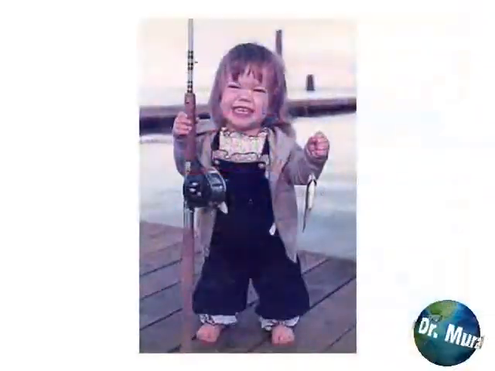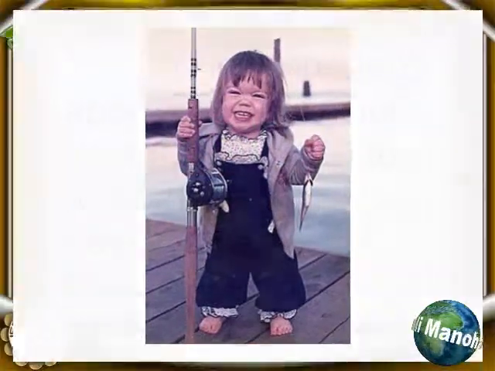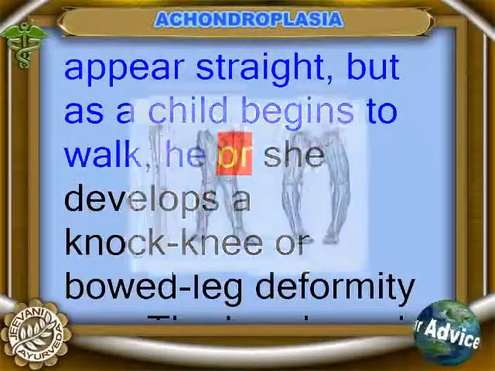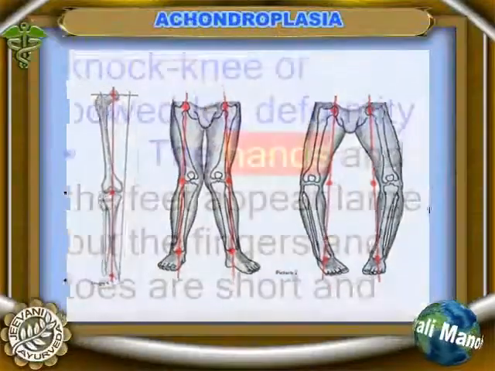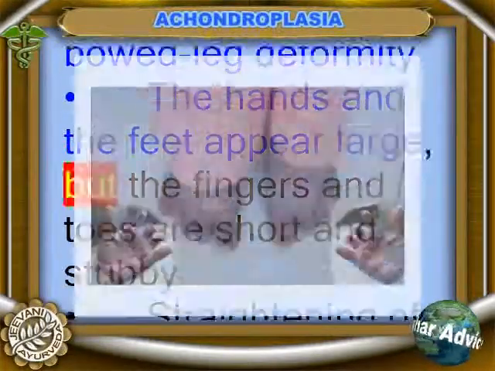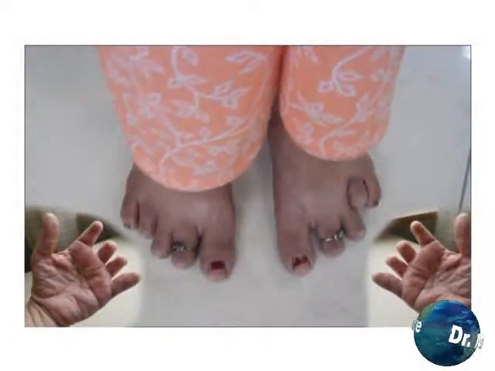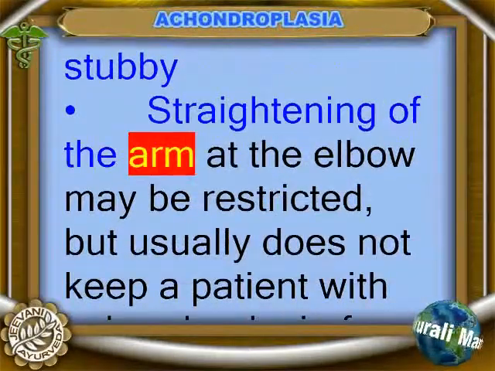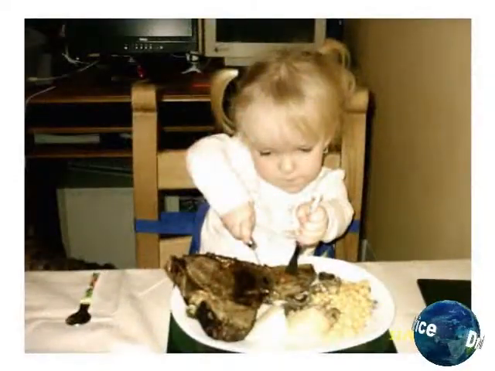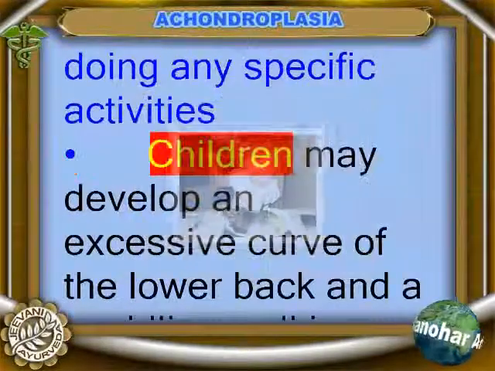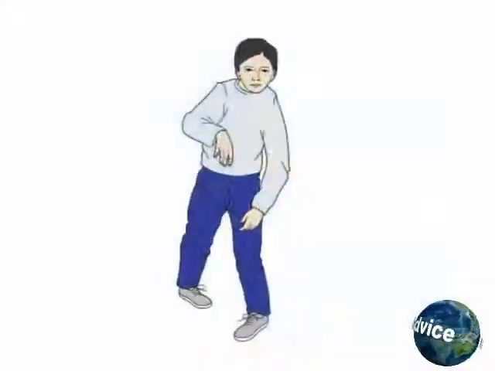At birth, the legs appear straight, but as a child begins to walk, he or she develops a knock knee or bowed leg deformity. The hands and the feet appear large, but the fingers and toes are short and stubby. Straightening of the arm at the elbow may be restricted, but usually does not keep a patient with achondroplasia from doing any specific activities. Children may develop an excessive curve of the lower back and a waddling walking pattern.